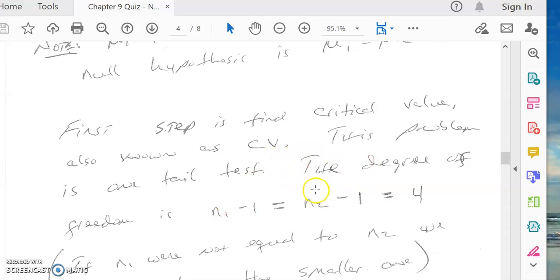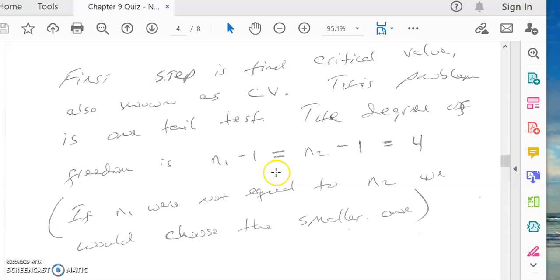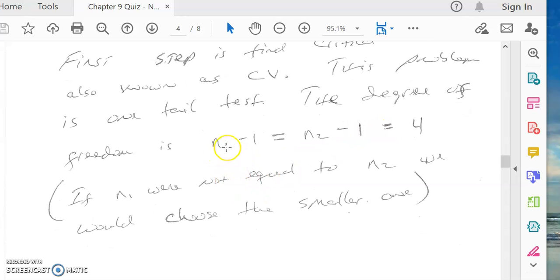This is a one-tailed test because our research hypothesis is that one of them is greater than the other. It's greater than. We're not saying that it's different. We're saying that it's greater than. The degree of freedom is you take n1 subtract 1 and you take n2 subtract 1, and you're going to use the smaller one. In this particular case, they're equal, so either one of them is the smaller one. It's no big deal.